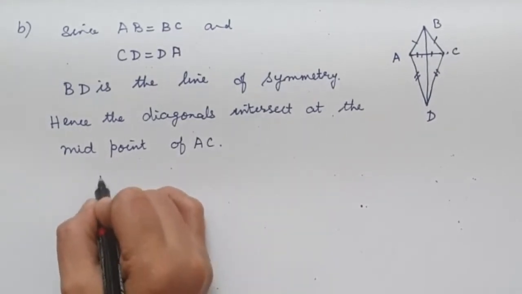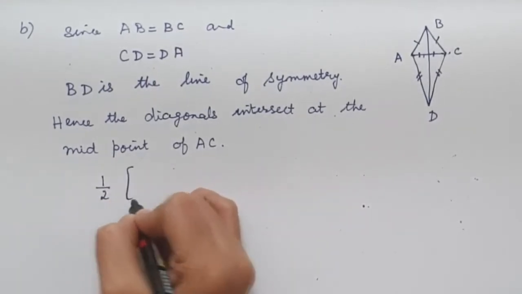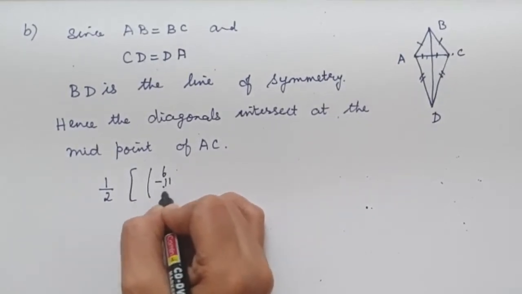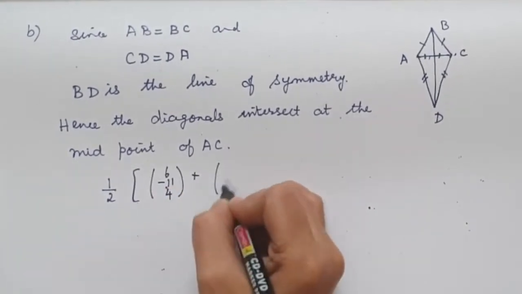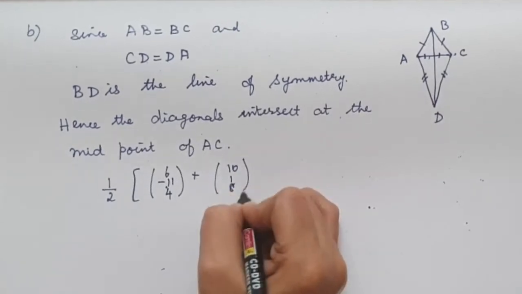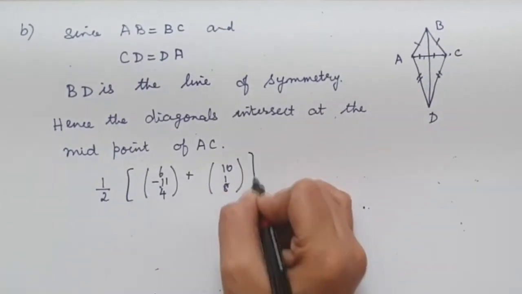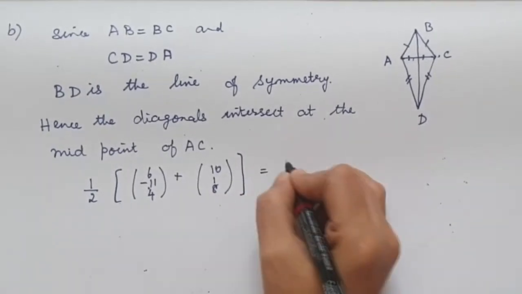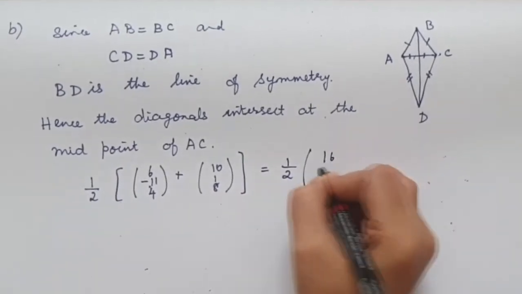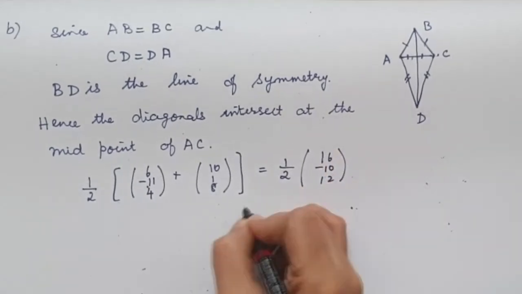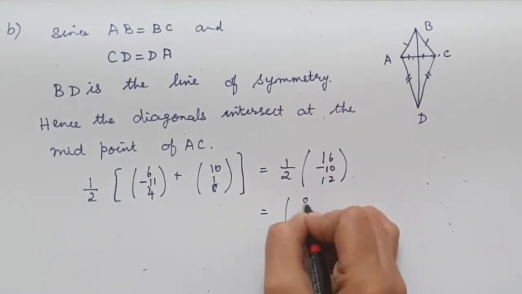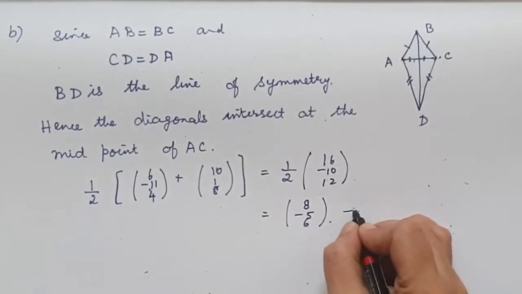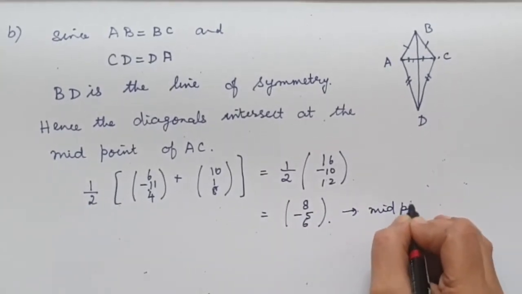So now, for the midpoint, we just use the values in our formula for the midpoint. That is 6 minus 11 and 4 plus 10, 1 and 8. This is the coordinates of A and the coordinates of C. We just substitute and take half of it. So it will be equal to half of 16, minus 10 and 12. So our answer will be 8, minus 5 and 6. This will be the coordinates for the midpoint.